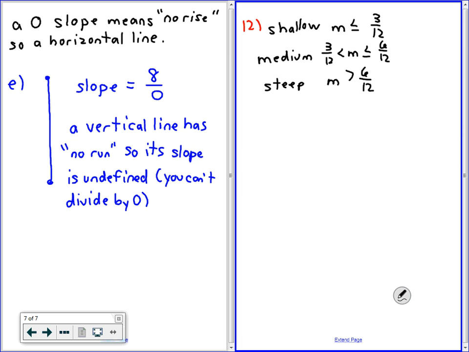There's a shallow roof where the slope is not that much. You will not see a shallow roof in Owen Sound. Why will there be no shallow roofs in Owen Sound? Snow. Because of the snow, you will never ever see a roof like this. Then they have something called a medium roof, which is a little bit more. And then there's the steep roof. You can calculate this just by looking at the dimensions of the roof.